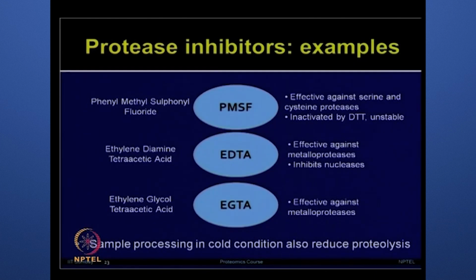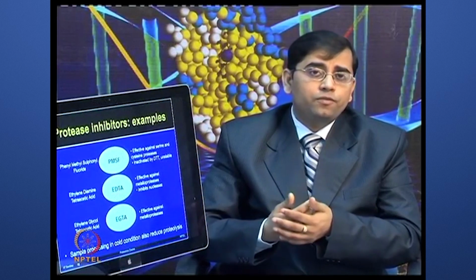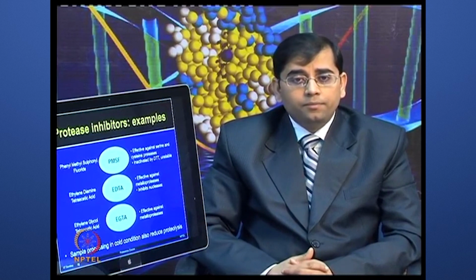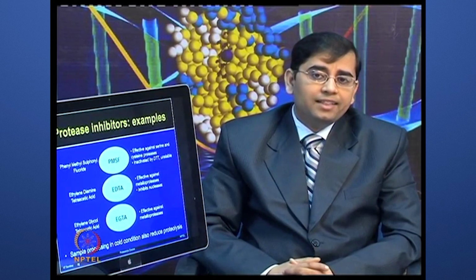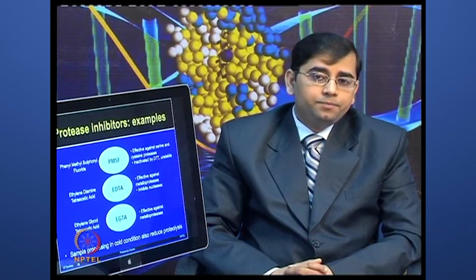EDTA, ethylenediaminetetraacetic acid. It is effective specifically against metalloproteases. It inhibits nucleases as well. So, EDTA can serve both purposes of protecting from proteolysis and also partial inhibition of nuclease activity. EGTA or ethylene glycol tetraacetic acid. It is also effective against metalloproteases.